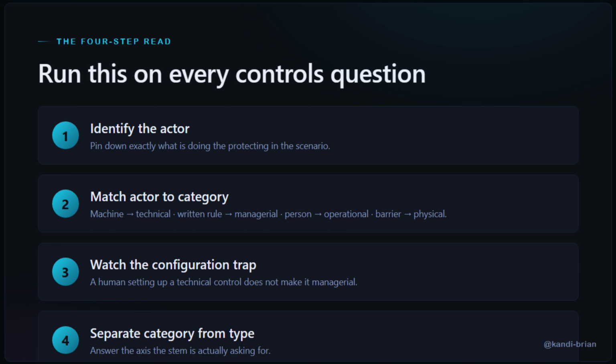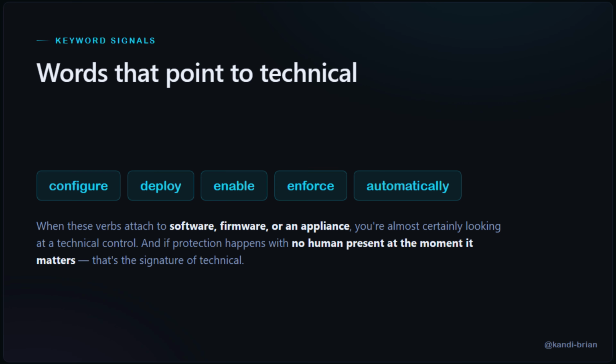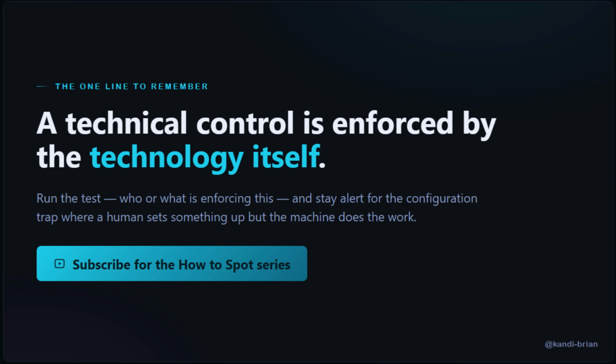A few final clues that almost always signal technical on the exam. Words like configure, deploy, enable, enforce, and automatically, when attached to software, firmware, or an appliance, are strong technical indicators. Mentions of firewalls, encryption, antivirus, IDS, IPS, access control lists, authentication systems, and security settings are technical until proven otherwise. And if the scenario describes protection happening with no human present at the moment it matters, that is the signature of a technical control.